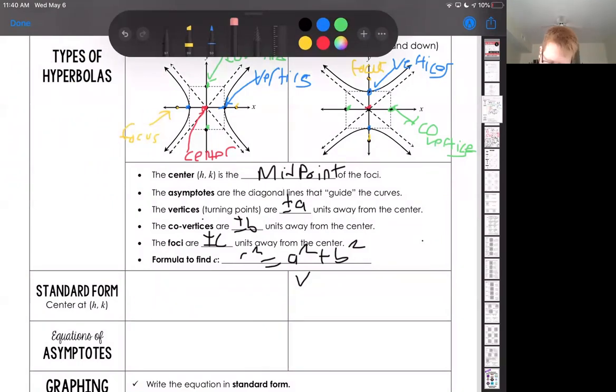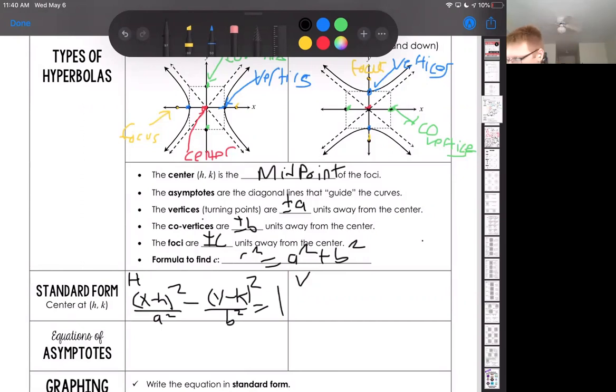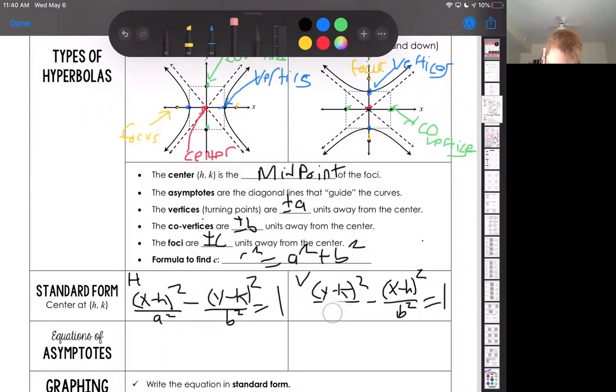For our horizontal, it's going to be x minus h squared over a squared minus y minus k squared over b squared equals 1. So it's very similar to the ellipse formula, except there's a minus instead of a plus. For our vertical formula, it's going to be y minus k squared over a squared minus x minus h squared over b squared equals 1. It's a little sloppy, but that's an a squared on the denominator there.